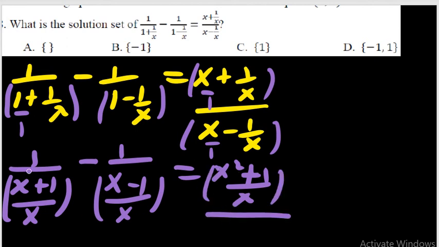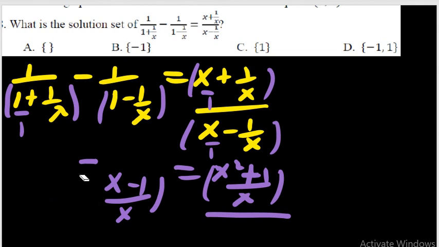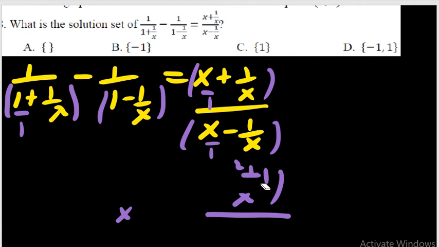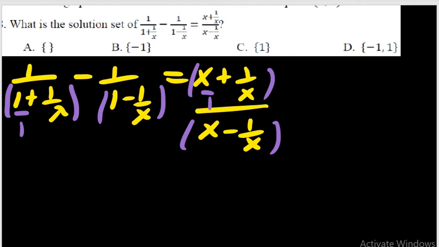By the way, 1 over means we can flip. To shorten our step, it's better to flip it and finalize and move. So how to do it? This one is going to be part only. It will be x plus 1 over x. So when you flip it, x over x plus 1.